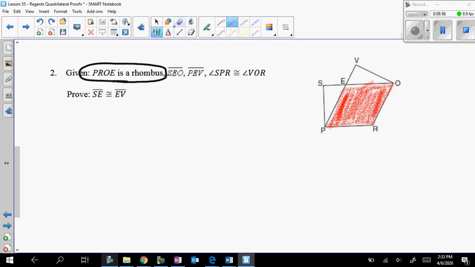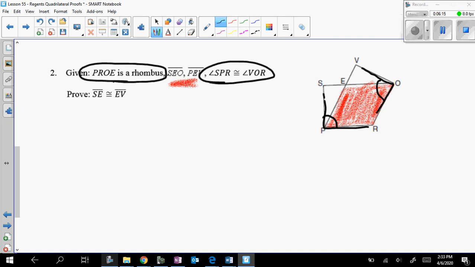And what else do we know? We know that this doesn't tell us anything. It just says PEV is a straight line. Doesn't really help me. But this will. Angle SPR, that whole angle, is congruent to angle VOR. Okay, and that's it. Those are our givens. Prove that this little piece here is congruent to this little piece here.